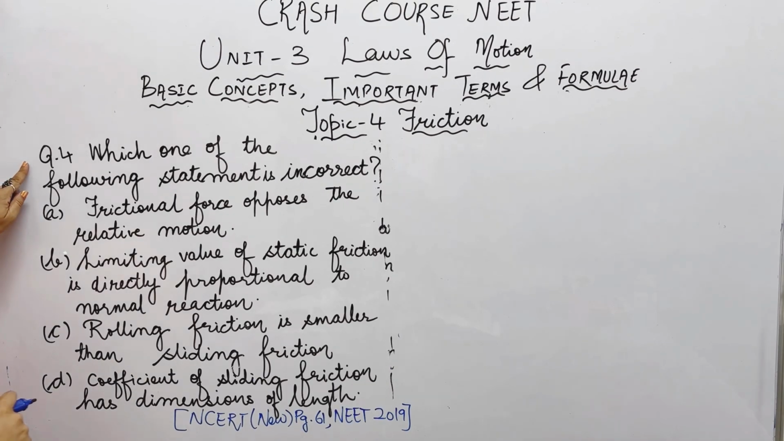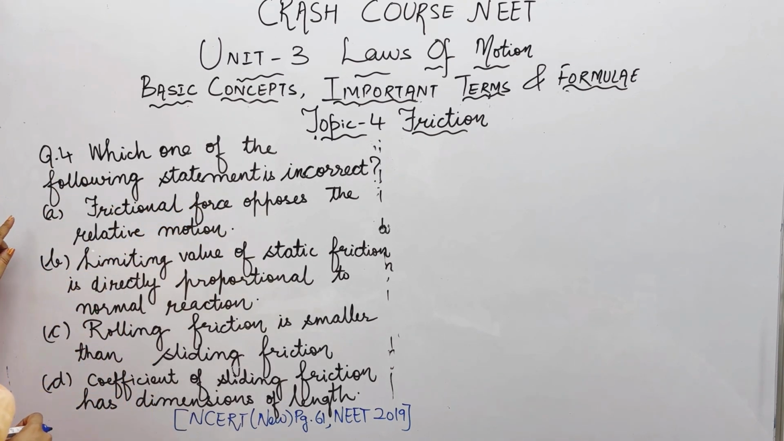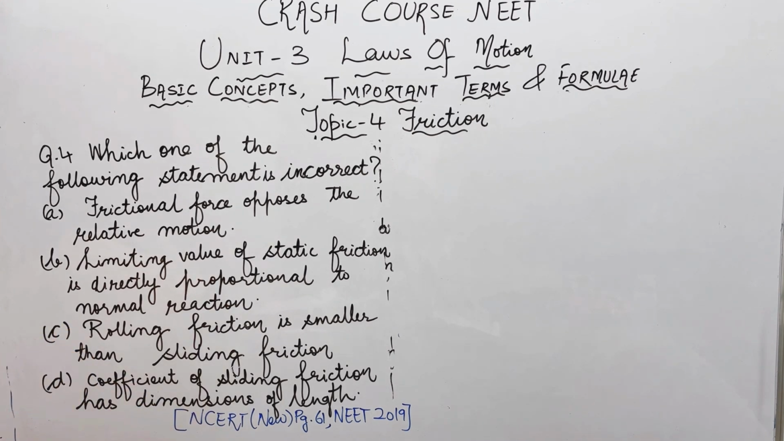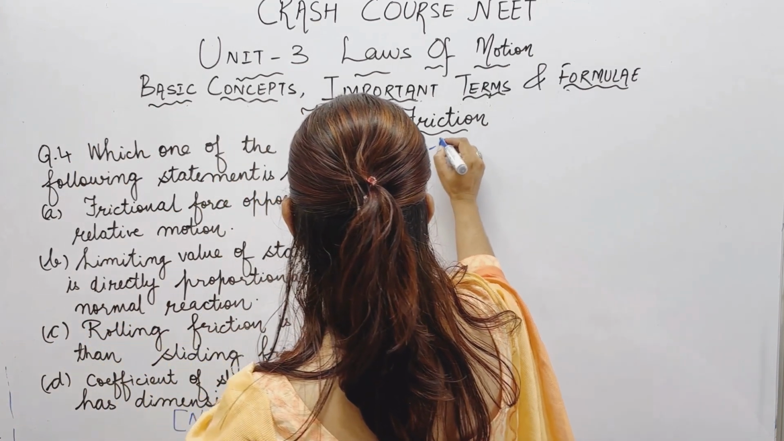Now question number 4 is, which one of the following statements is incorrect? Frictional force opposes the relative motion. Limiting value of static friction is directly proportional to normal reaction. Rolling friction is smaller than sliding friction, or the coefficient of sliding friction has dimensions of length. This question is from NCERT new, page number 61, and it has come in the NEET 2019. So let us see the options one by one.